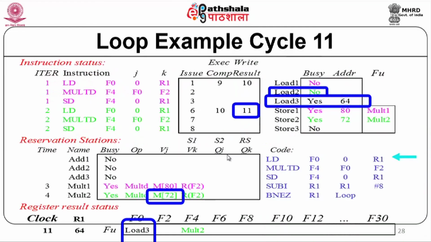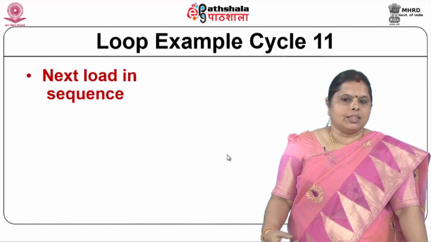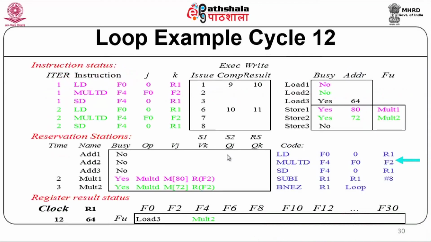In clock cycle 11, the load instruction has already finished execution, so it is writing its result on the CDB. Once the second load instruction writes its result on the CDB, the data becomes available for the multiply instruction of the second iteration. Next, you will have to bring in the next load in sequence, which is from the third iteration of the loop. In the 11th clock cycle, the load instruction of the third iteration is issued, and in the 12th clock cycle you are supposed to issue the multiply instruction of the third iteration.